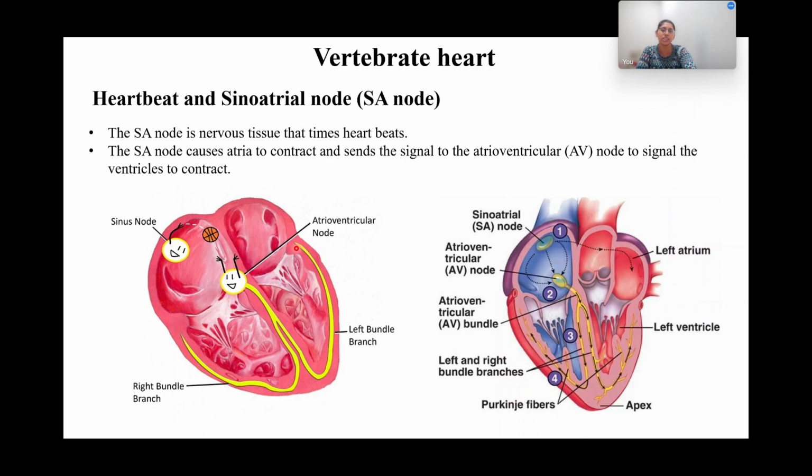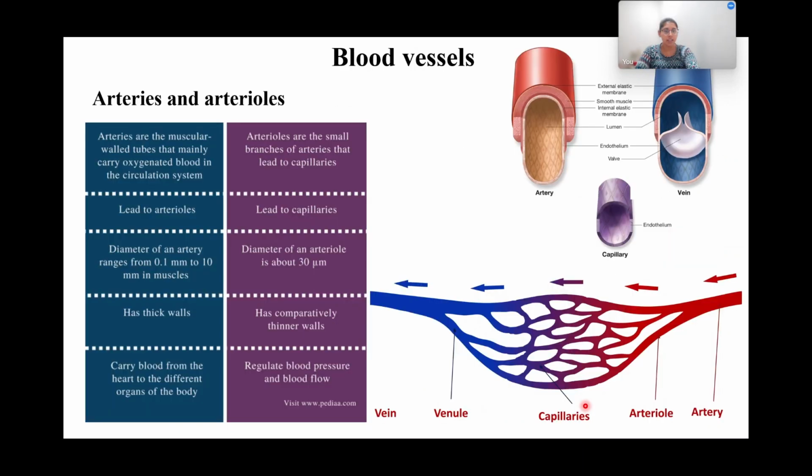So now moving on to the next part, which is blood vessels. Like I had mentioned, there are three types: arteries, veins, and capillaries. We'll first talk about arteries, which are also further differentiated into arterioles. You can see in this image very nicely that this is the artery. They are further divided, branched into fine vessels, which are called arterioles.